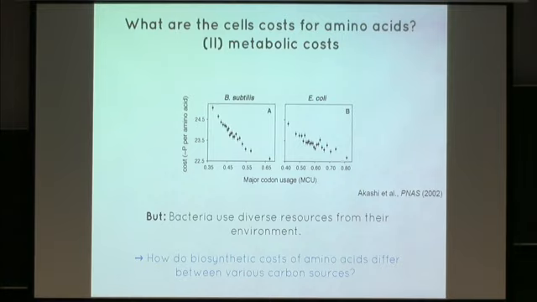In fact, bacteria use very different resources from the environment. For example, for E. coli, it's known that they can take up more than 100 chemically different compounds as their sole source of carbon and energy. So a question that I was asking here: how can these biosynthetic costs change when bacteria switch to different resources?